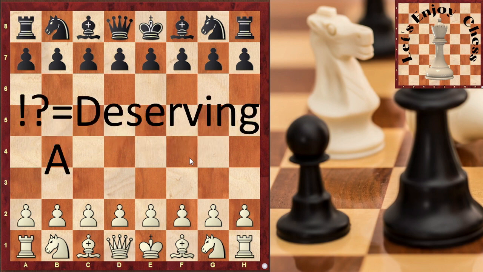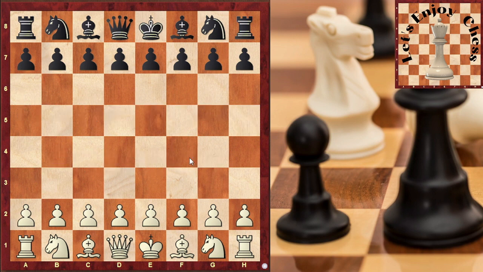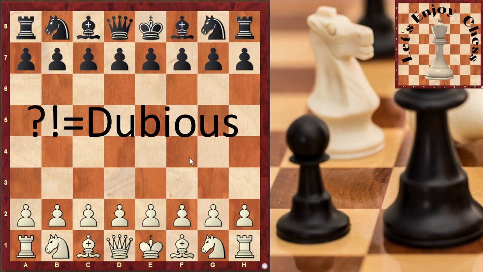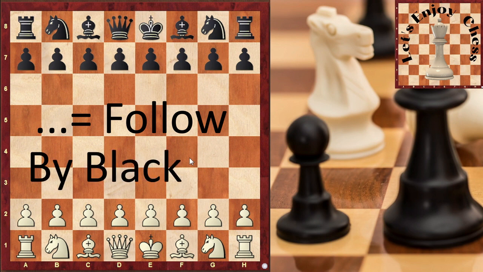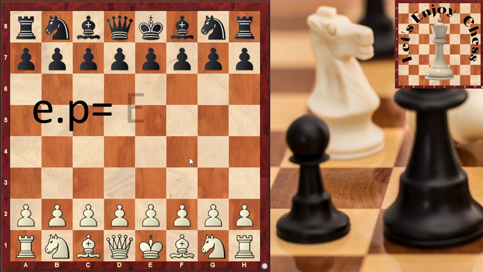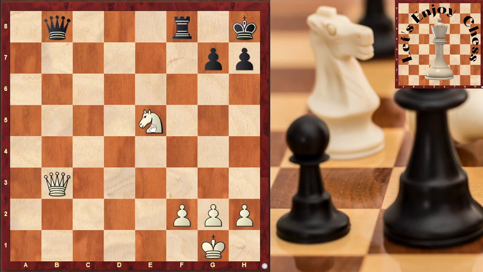Exclamation mark and then question mark means a move deserving attention. Question mark and then exclamation mark means a dubious move. And 3 dots means the move which is followed by black. EP means en passant. So let's review this game.